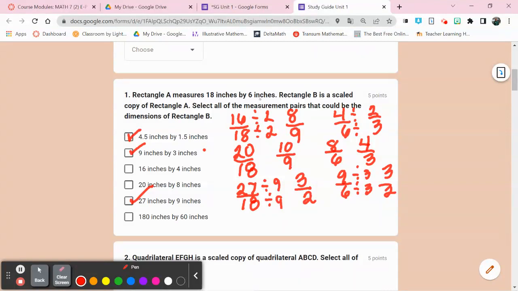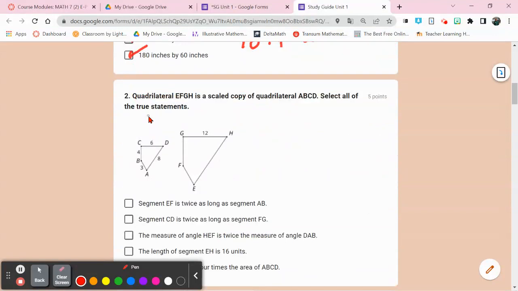All righty. So this is also a scale copy, 10 times bigger. So that's how you check them. All right, let's move on to question 2.